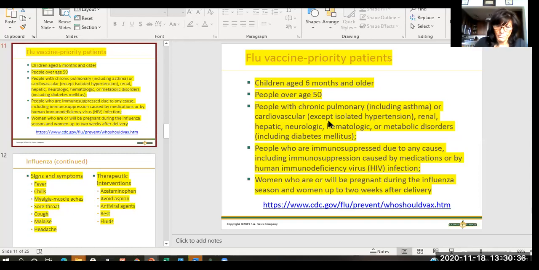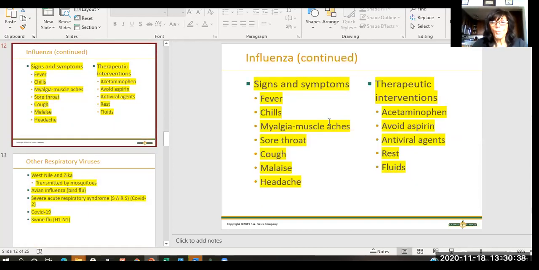This is a board question, okay? What are signs of the flu? How do I know I have the flu? Fever, chills, muscle aches, sore throat, cough, malaise. What is malaise? Malaise is just like, I feel like crap. I feel like crap. I don't want to get out of bed. Everything hurts. What do we do for the flu?